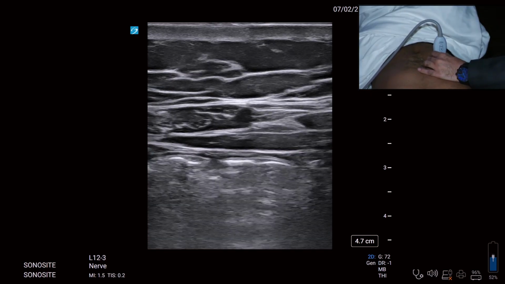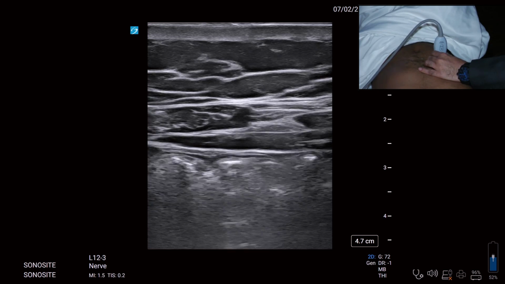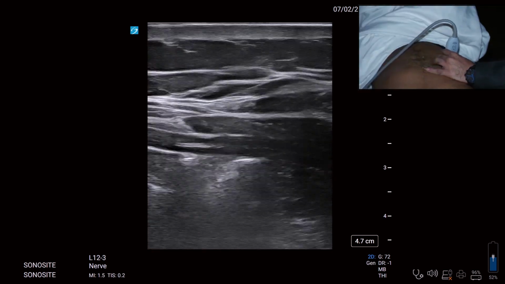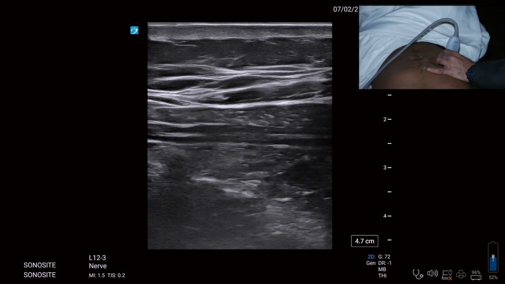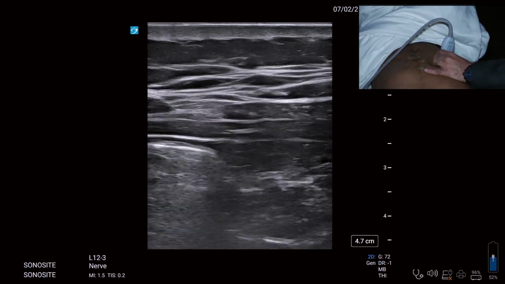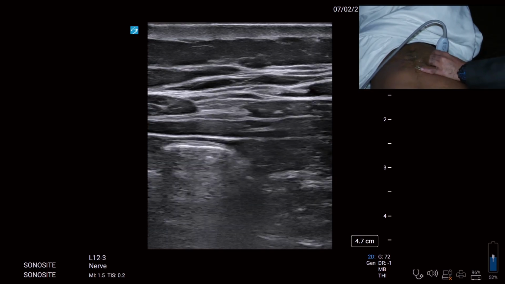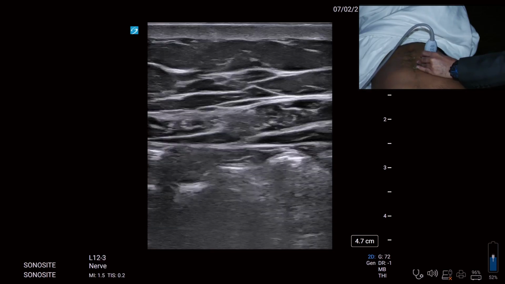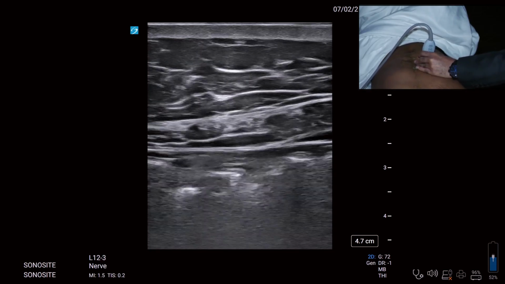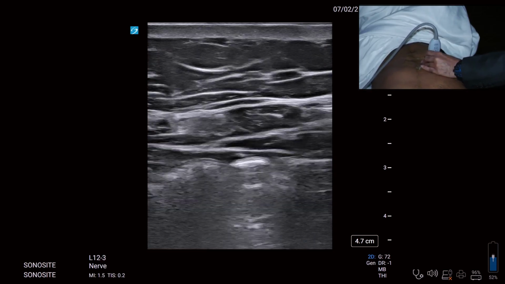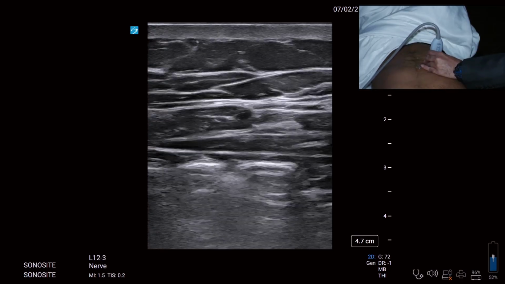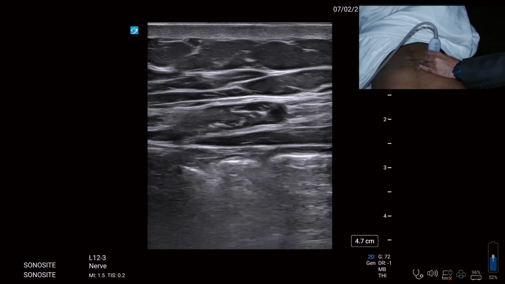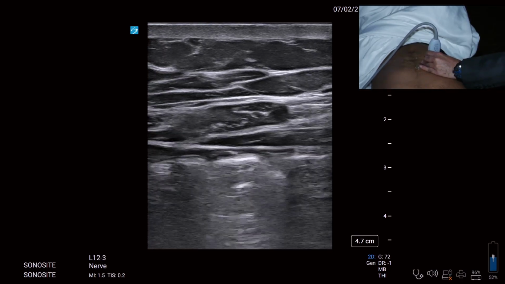So left hand of the screen, my dear friends, is medial, right hand is lateral. Okay. Can you see the three muscles? External oblique, internal, transversus. As I go more medial, can you see the linea semilunaris? And as I go more medial, can you see the rectus abdominis and the twin track appearance? Is it clear? So the nerves are entering from this plane, in between this plane, and traveling upwards like this.